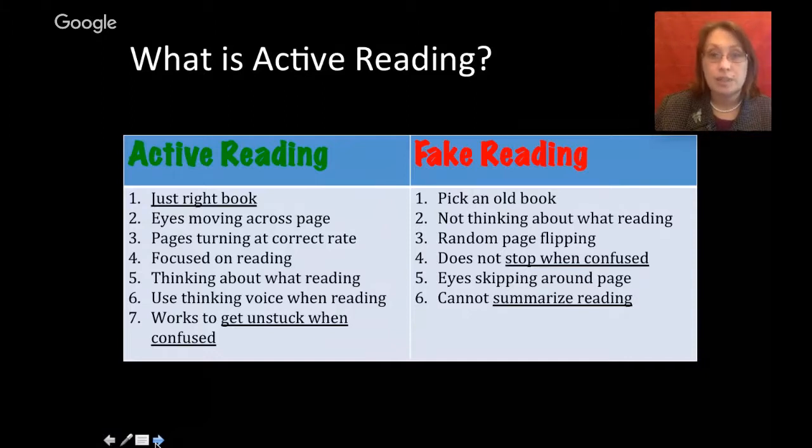Now, here's fake reading. Just pick any old book, not thinking about what you're reading, random page turning and flipping. You do not stop when confused, eyes skipping around page, and you cannot summarize your reading. So if someone said, "What did you just read?" and you say, "I don't know," that was not active reading.